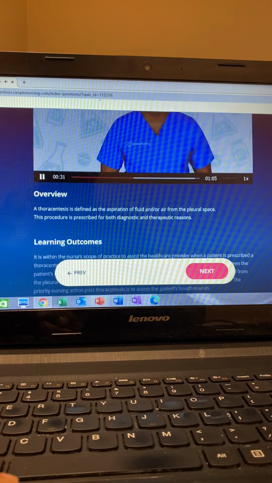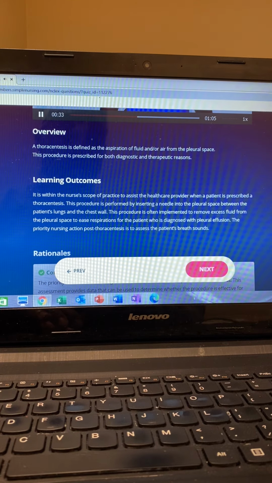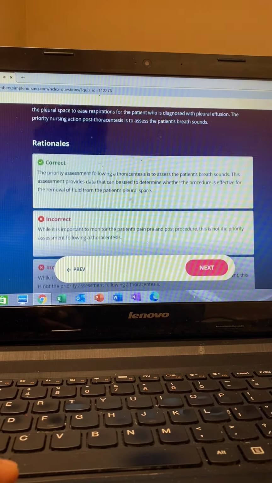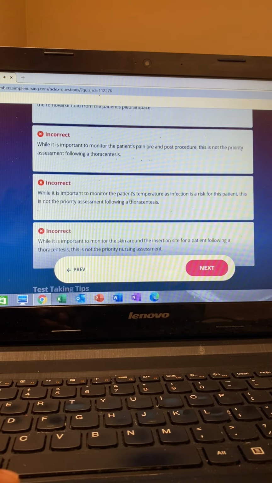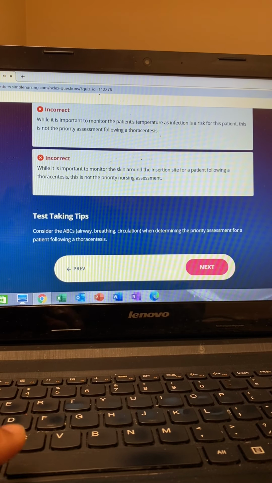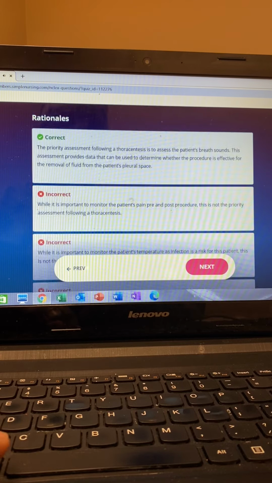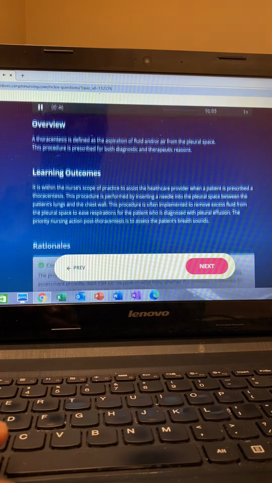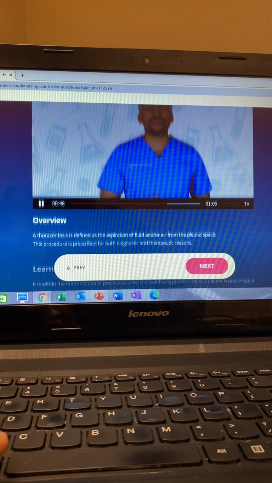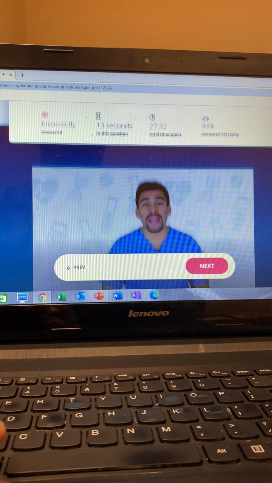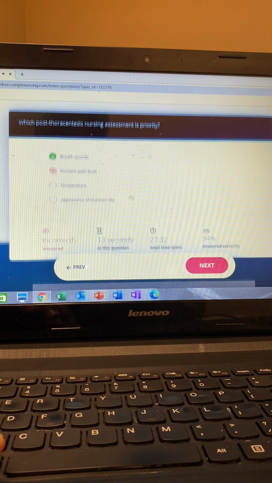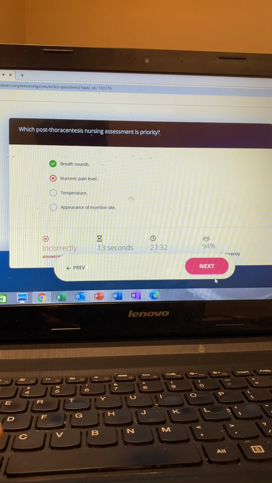So option number 1, that's correct. We're assessing the breath sounds, since with a thoracentesis we're going right into the thoracic cavity. Now, option number 2 is incorrect. Pain doesn't provide an assessment about respiratory function. And option 3, incorrect. Temperature doesn't provide that assessment for respiratory function. And number 4 is also incorrect. Appearance of the insertion site, again, doesn't provide the assessment.